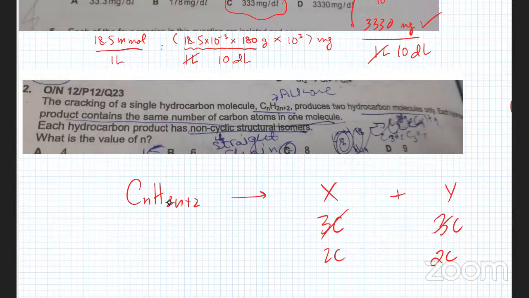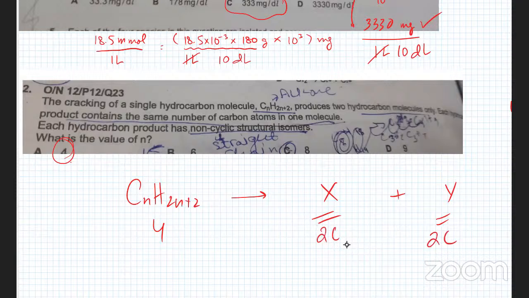But then he says that each hydrocarbon product, either X or Y, has non-cyclic structural isomers. So can you have non-cyclic structural isomers if you have 4 carbon atoms in the original molecule? No. Because this will have 2 carbon atoms, this will have 2 carbon atoms. There's no way to arrange 2 carbon atoms in a different way. You can't have structural isomers with just 2 carbon atoms. Is that clear?